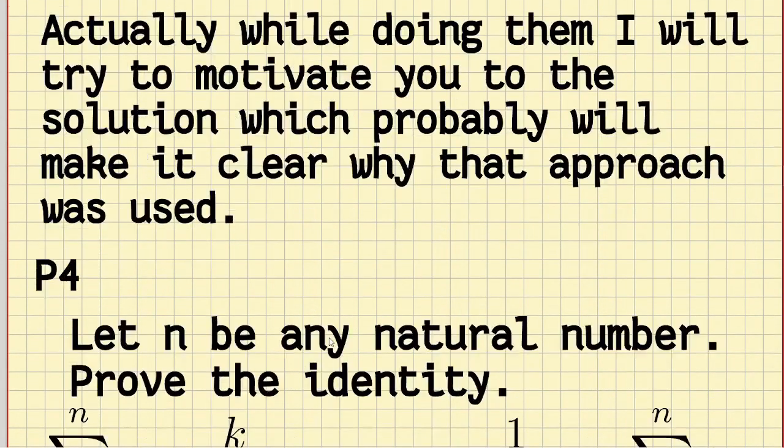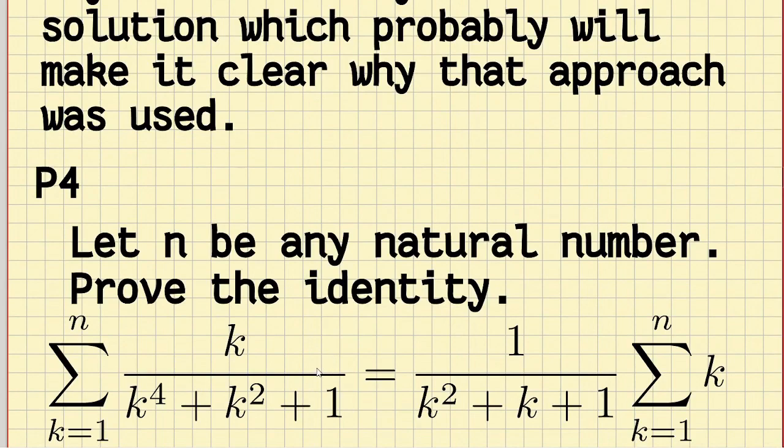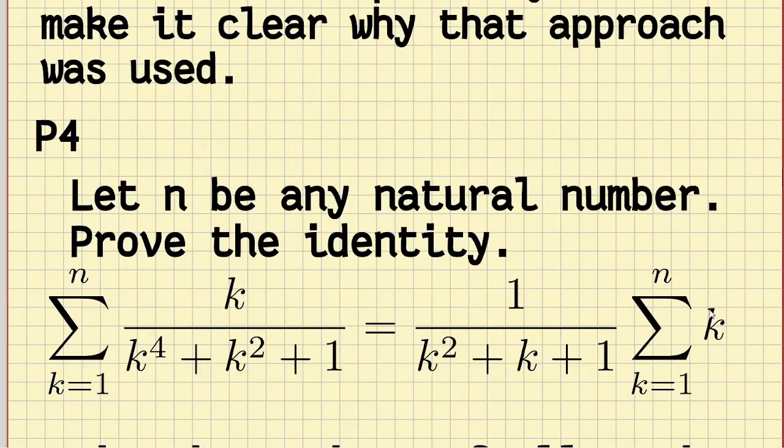So it's problem 4 now. This one is another identity type problem. Let n be any natural number and prove the identity. The identity says that the summation of the term k^2 upon k^4 plus k^2 plus 1, the summation of n terms from k equal to 1 to k equal to n, is equal to this right hand side here, and this term on the right hand side is a very important term, as you will see soon. So now I am starting.